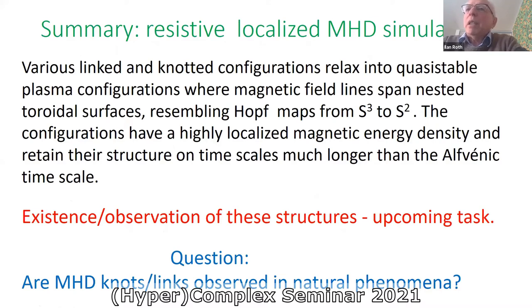So, summary of this part: many configurations relax into some Hopf states, and what is important is that they are very localized in magnetic energy, and they survive over times which are much longer than the major time of evolution of configurations in general in plasma physics. So then comes the question: can this structure be observed?